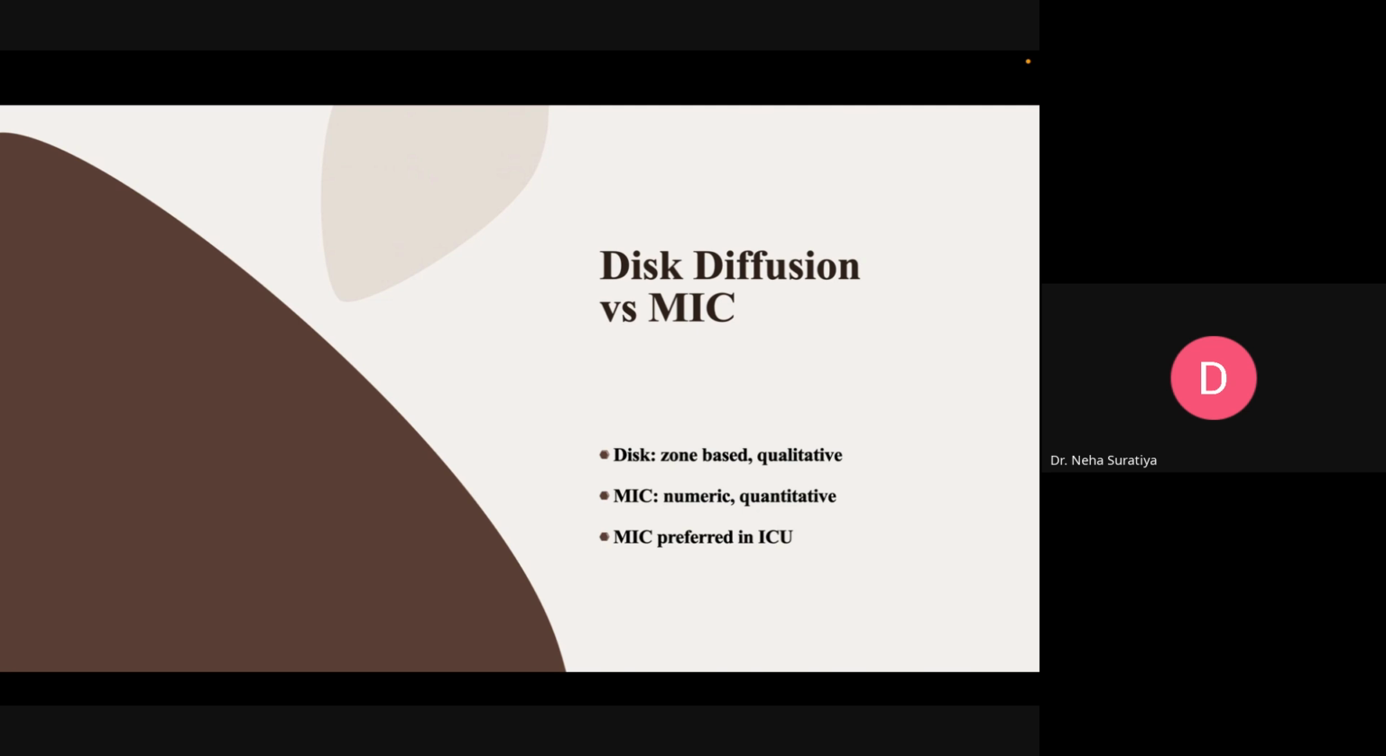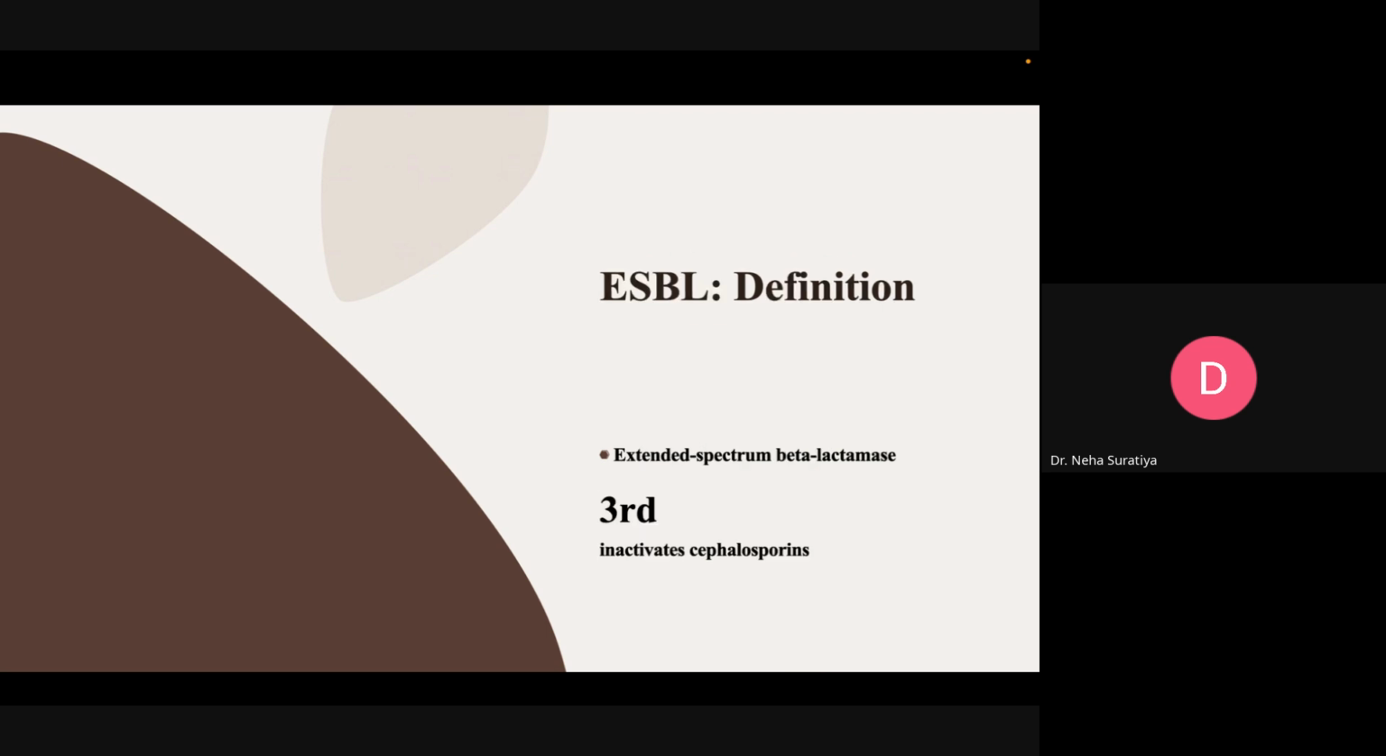So this is very important. Disk diffusion tells us if the drug works or not, while MIC tells us how well the drug will work and what is the exact strength you can start with. Okay, so that is MIC versus disk diffusion. You must be aware of it. Both are important. Now, let's start with the third learning objective for the session today, and that is ESBL.